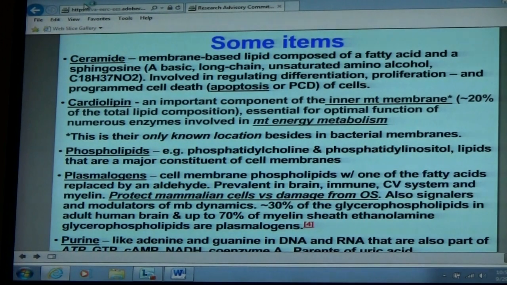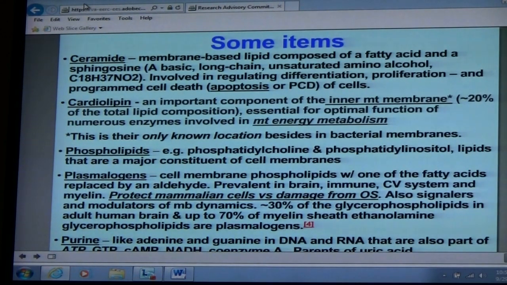To review what some of these things are, for those of us that aren't very familiar, ceramides are a membrane-based lipid, and a lot of these involve membrane function, which is probably an important clue. Fortunately, we have a new CDMRP-funded biopsy study, in which, among other things, we hope to look at aspects of membrane composition in Gulf War veterans versus controls. This is involved in regulating differentiation, proliferation, and apoptosis, or programmed cell death, of cells.